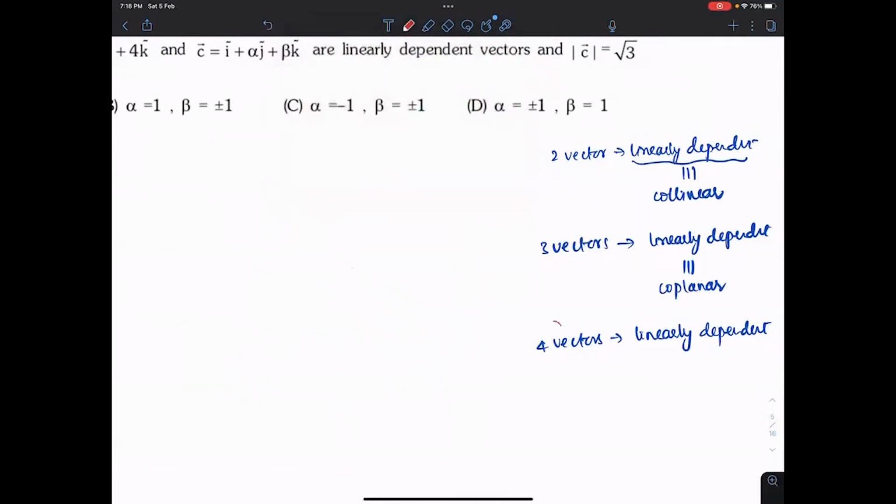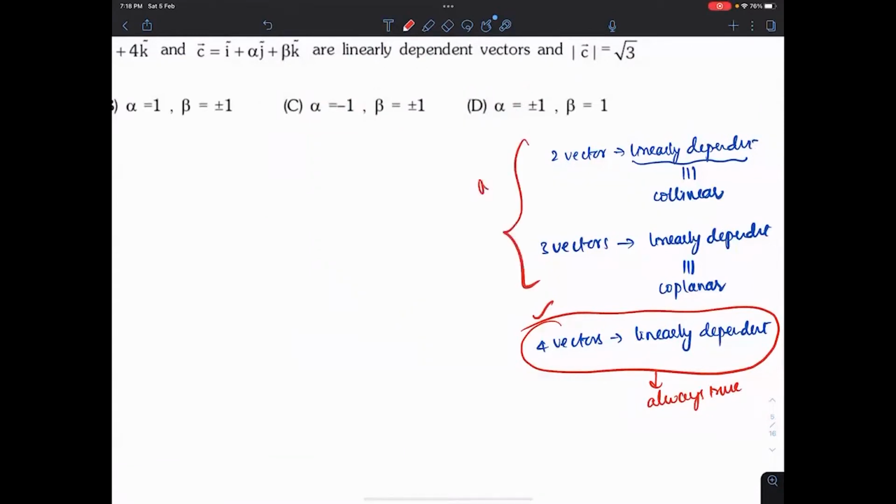And in questions, you won't get any obvious statement. Find lambda such that two points are collinear. You will not see questions like that. No? So obviously, you're not going to see a question where they will say four vectors are dependent, find it is always true. Okay. So we don't have any applications for that one. Mainly these two are what you need to concentrate on.